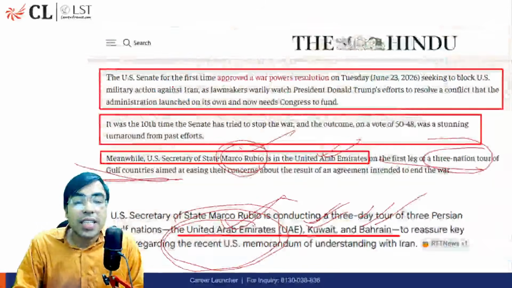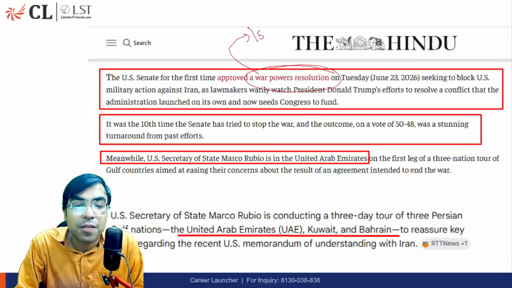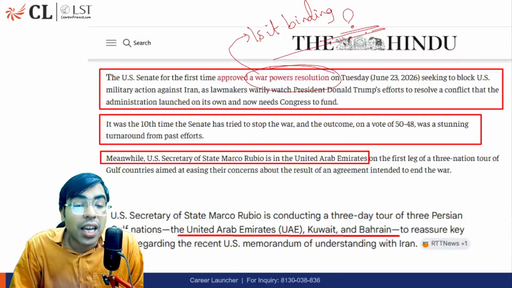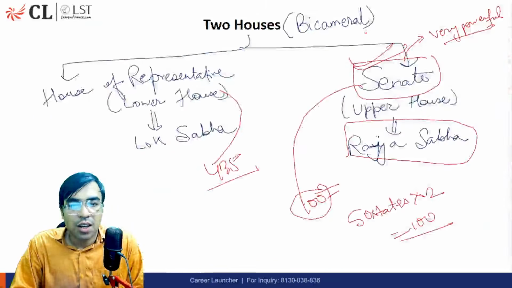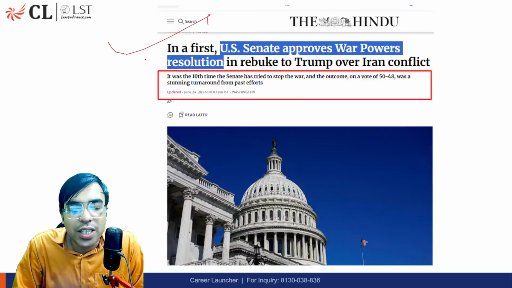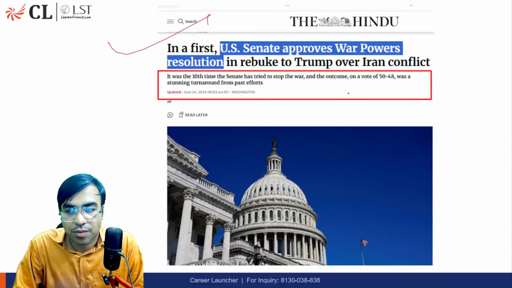Now, we will discuss this War Powers Resolution. Is it binding? That is the question, and we will discuss it in today's class. If the US Senate has passed this law, is it binding on the president? So let us move on. What is the War Powers Resolution? In a first, US Senate approves War Powers Resolution, a rebuke to Trump over the Iran conflict.